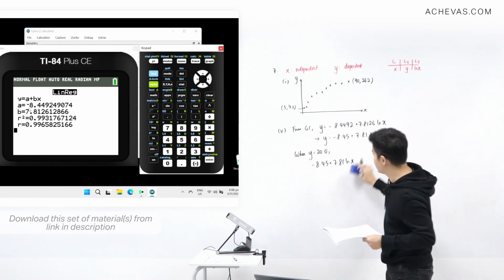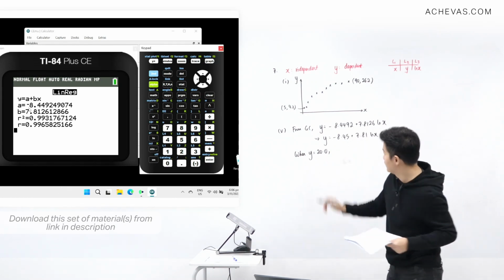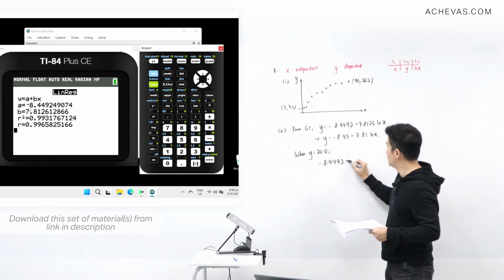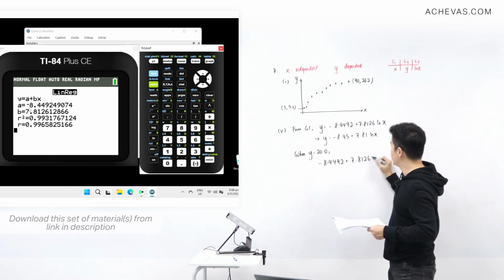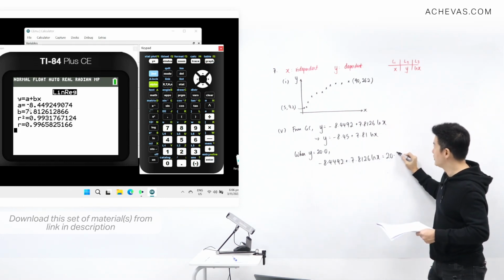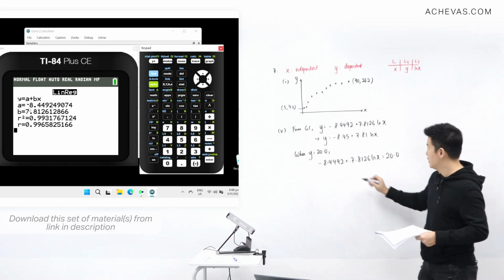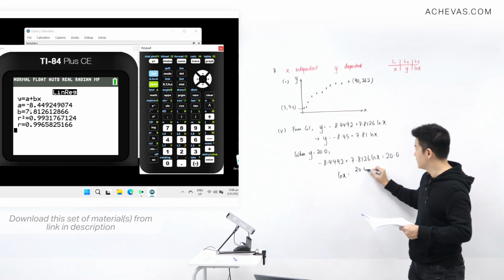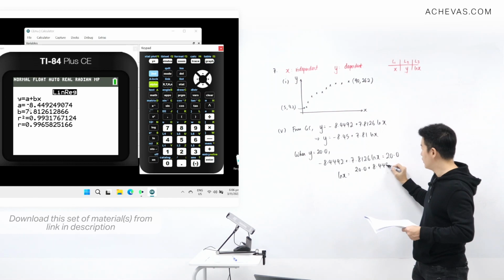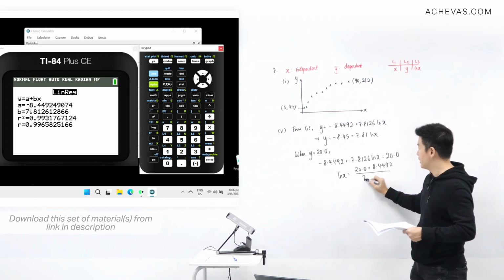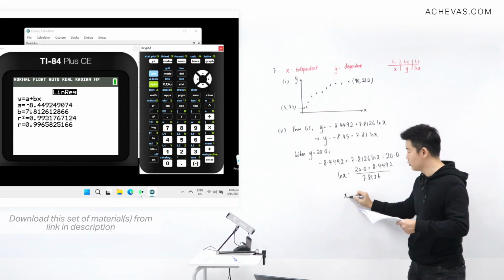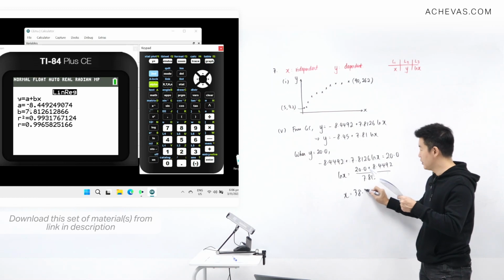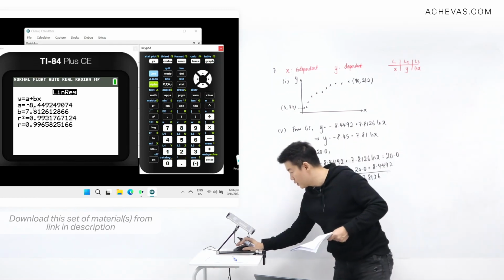Okay, we should use the 5 significant figures version. So negative 8.4492 plus 7.8126 ln x is going to be equal to y, which is 20.0. So ln x here is going to be equal to 20.0 plus 8.4492 divided by 7.8126. And if you were to calculate for x, x is going to be equal to 38.149.